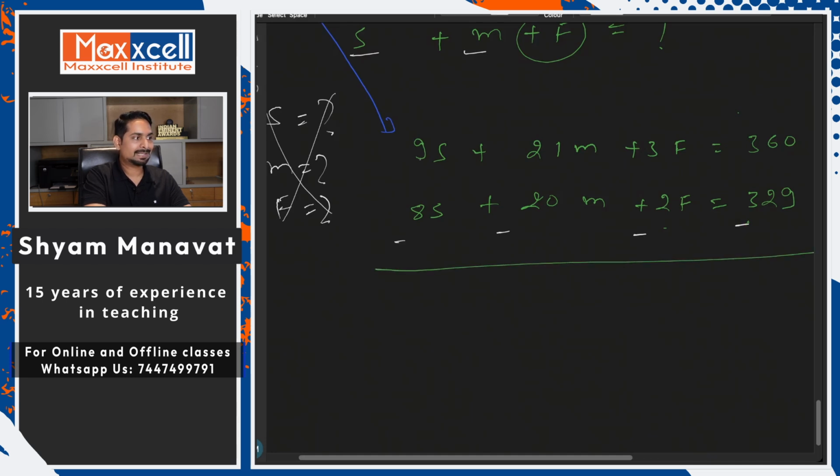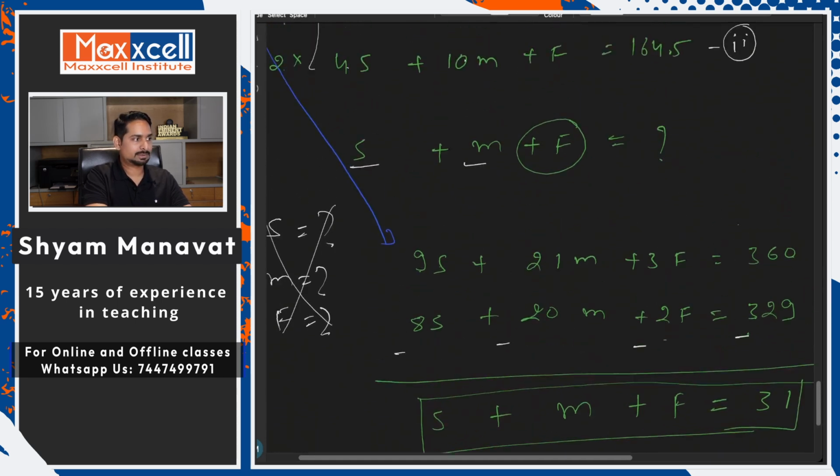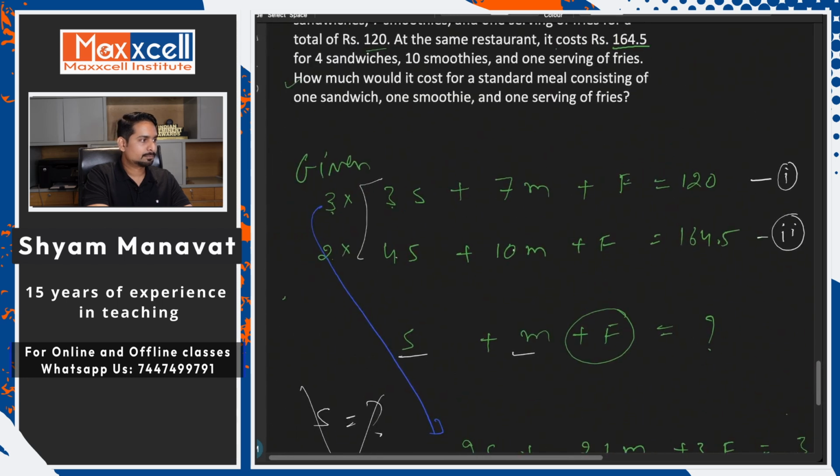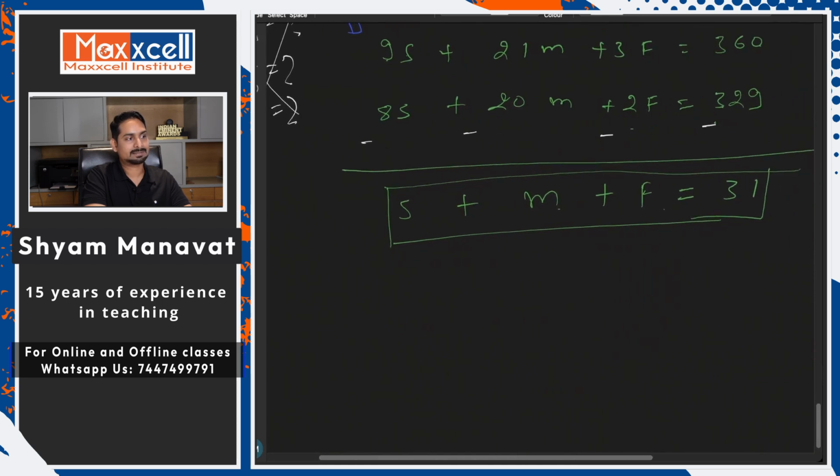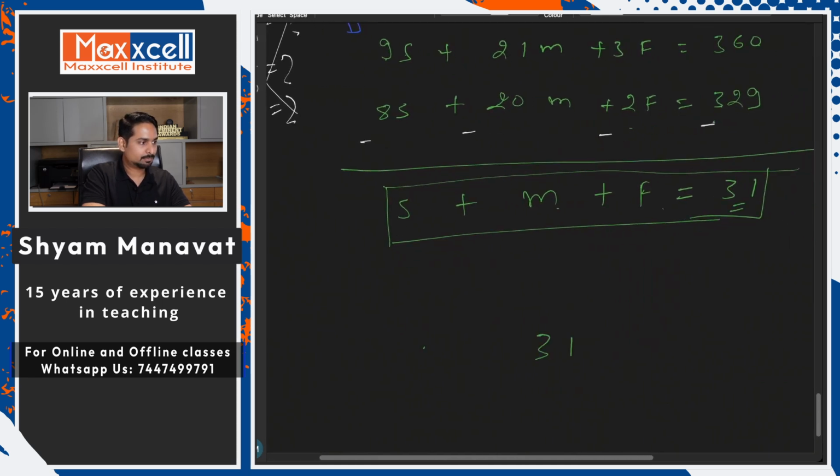Look at this. 9s minus 8s will be what? 1 sandwich. 21 smoothies minus 20 smoothies will be 1 smoothie. And 3 fries minus 2 fries will get you 1 fries. And 360 minus 329 will get you what? 31. So this is your answer. This is what the question said to find out. The question said find the cost of what? 1 sandwich, 1 smoothie and 1 fries. So here 1 sandwich, 1 smoothie, 1 fries, that is giving you what? 31 rupees. So the answer is 31 rupees. Did you understand this?